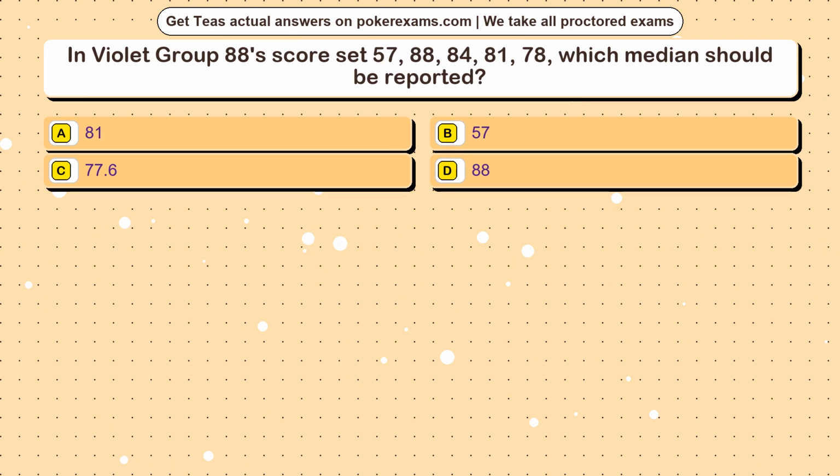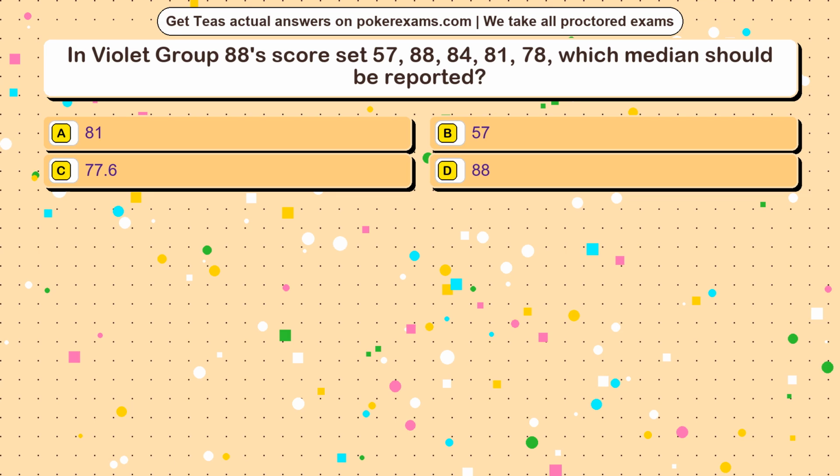Question 12. In Violet Group 88's score set 57, 88, 84, 81, 78, which median should be reported? Option A, 81. Option B, 57. Option C, 77.6. Option D, 88.